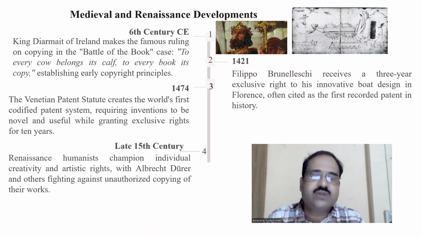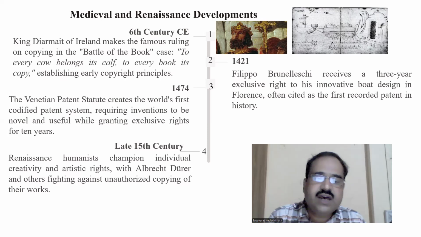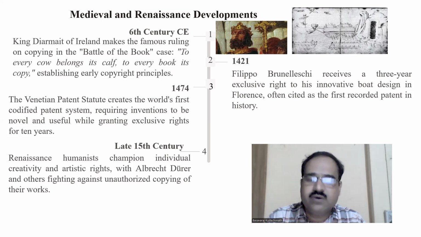Then, late in the 15th century of the Renaissance, humanists championed individual creativity and artistic rights, with Albrecht Dürer and others fighting against unauthorized copying of their works. In the Renaissance, Albrecht Dürer was a writer and a painter, and he followed his father. His father, called William, was a goldsmith. Under his guidance, his son Albrecht developed an art of painting and also the writing of books. He was a very good artist.